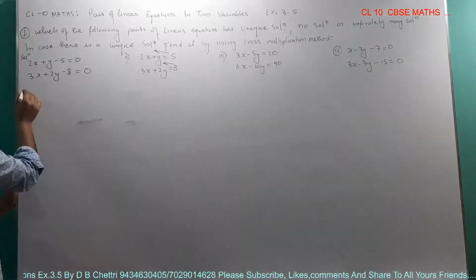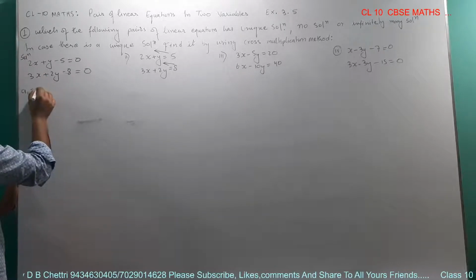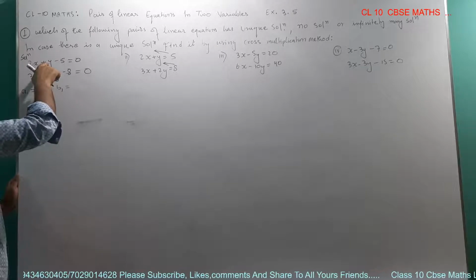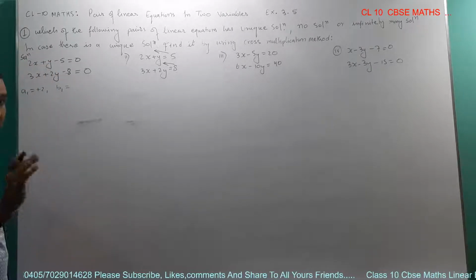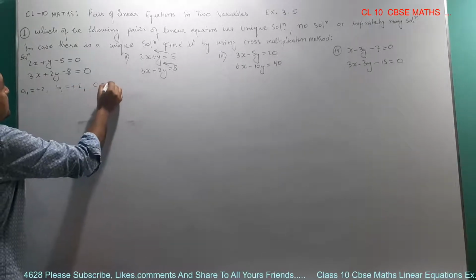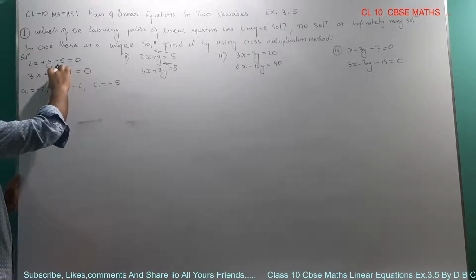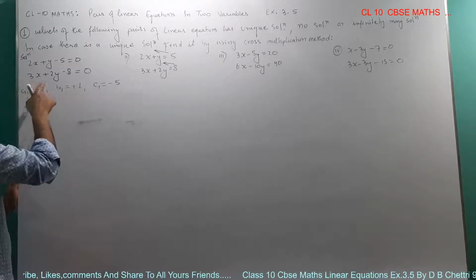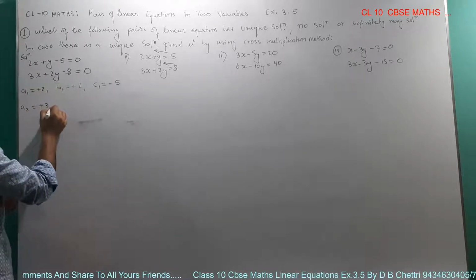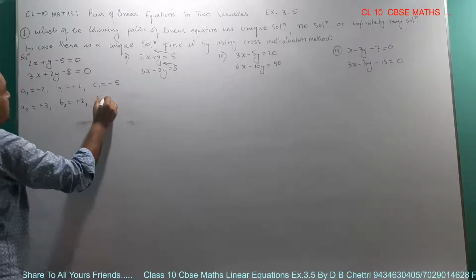Now look at here. a1, how much is there? The number attached with the x is a1, plus 2. Then b1, there is no number, which means remember 1 is always there. Okay, 1 is always with any alphabet. Then plus 1. Then c1, how much is there? Minus 5. The number without a variable is called c. Okay. Then from equation 2, get the value of a2. a2, how much is there? Plus 3. And b2, how much is there? Plus 2. Then c2, how much is there?